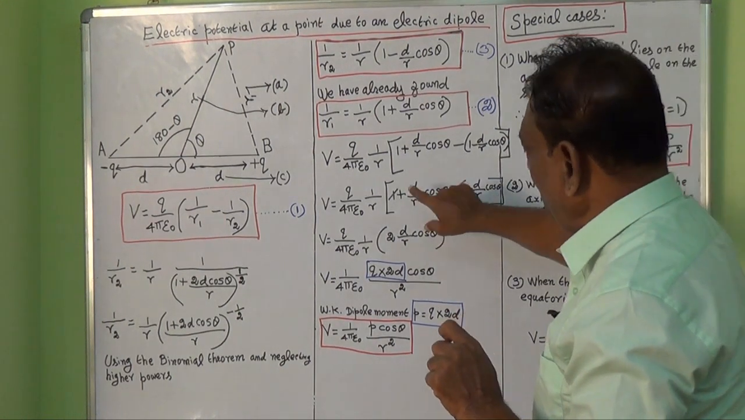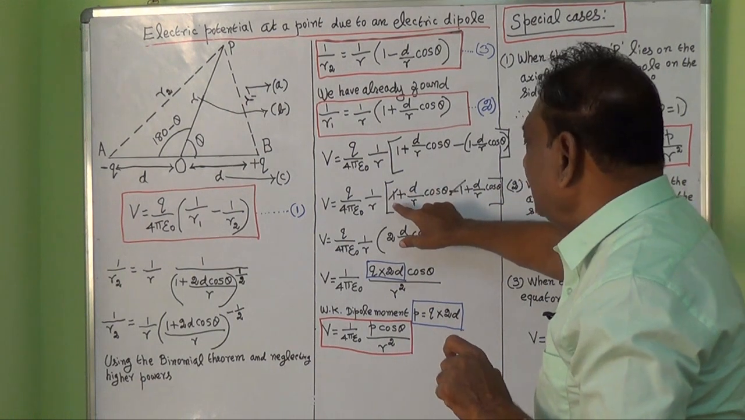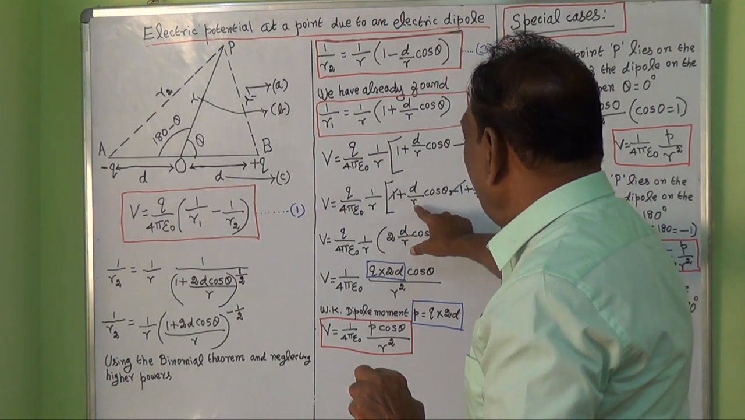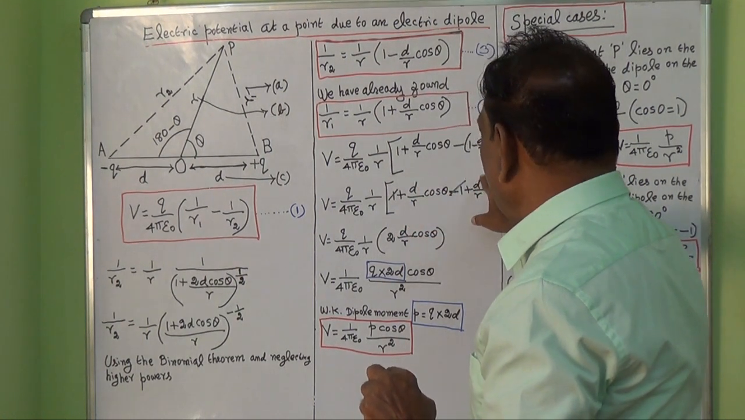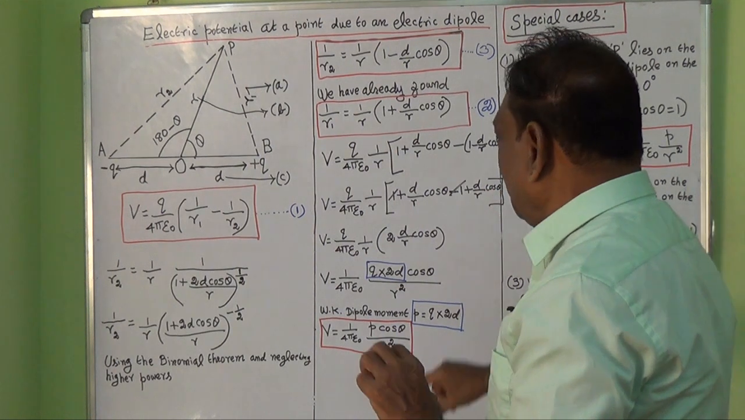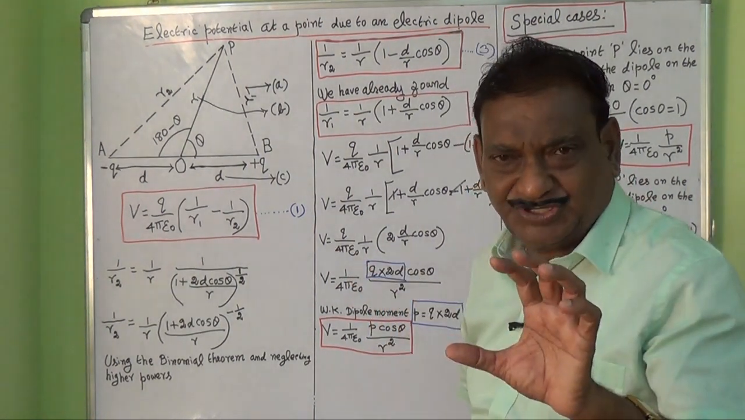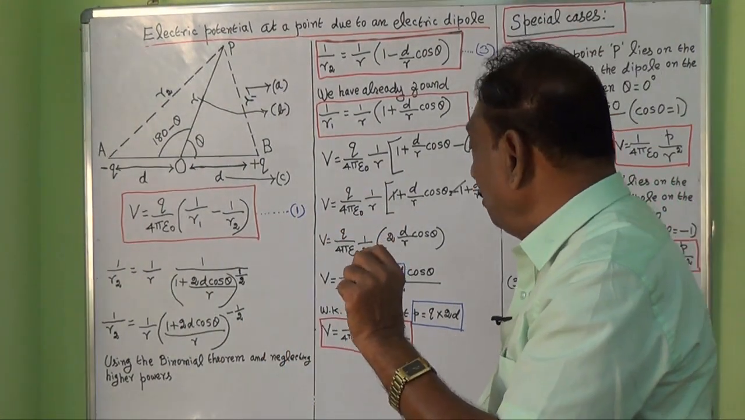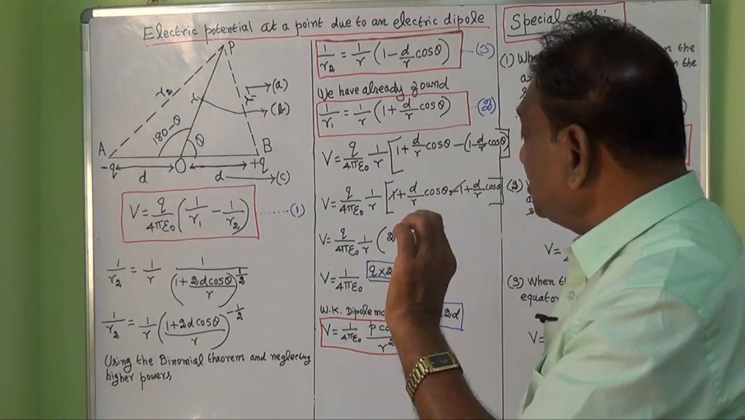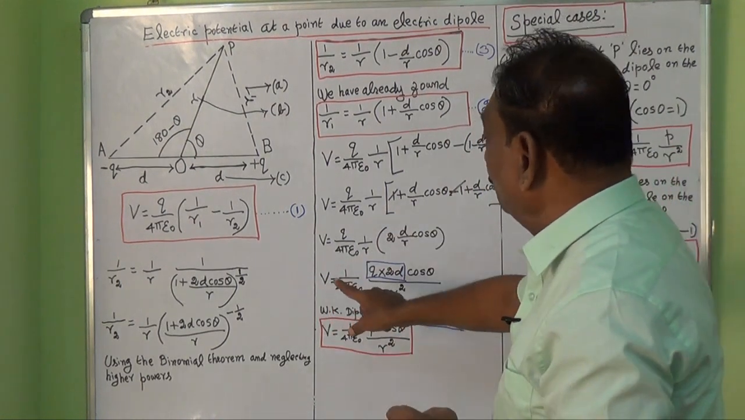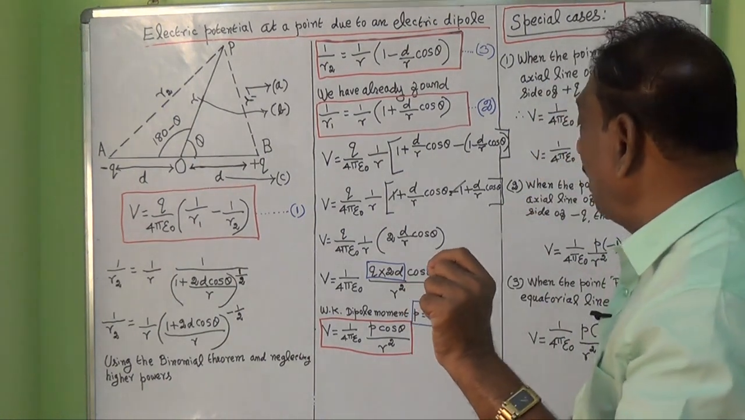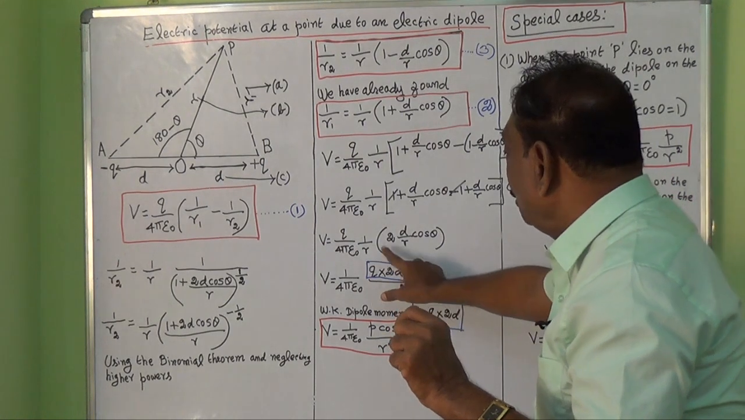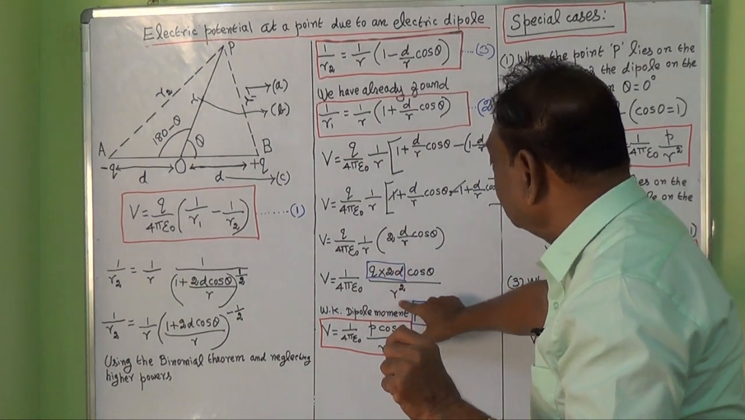On seeing this equation, we can cancel this plus 1 and the minus 1. Here there is 1 d by R cos theta. Here there is 1 d by R cos theta. If we add both these terms, we will get 2 d by R cos theta. Then we are going to write the equation as V equal to 1 by 4 pi epsilon naught q into 2d cos theta by R into R, that is R square.